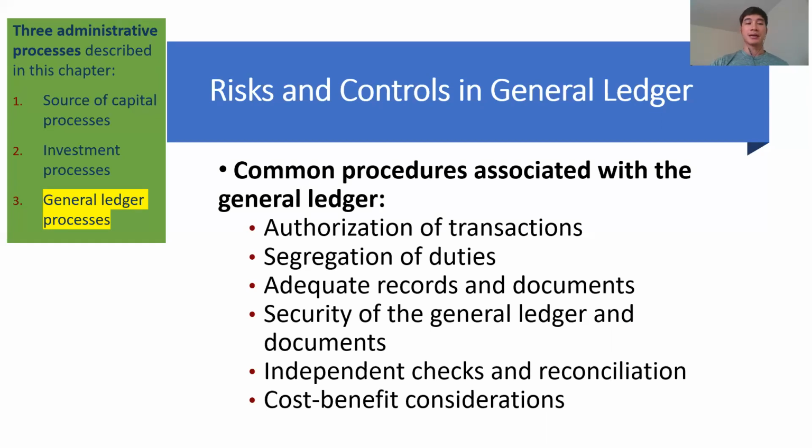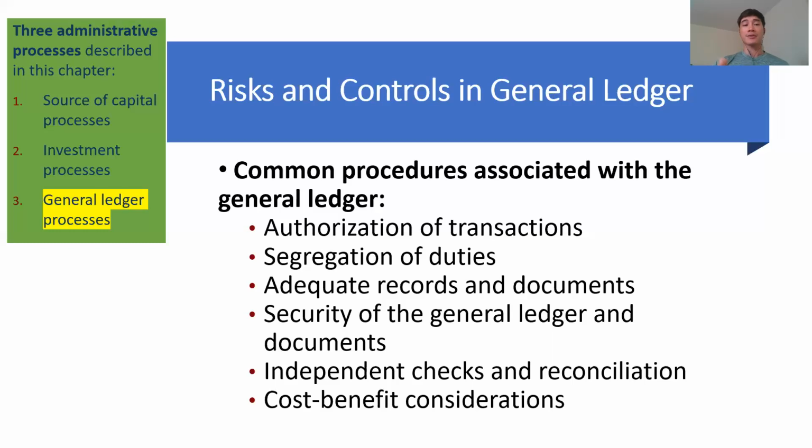Number three, adequate records and documents. In a computerized IT accounting system, the audit trail may be made up of electronic images or files without supporting paper documents or records. So the audit trail could be partially paper-based and partially electronic images.